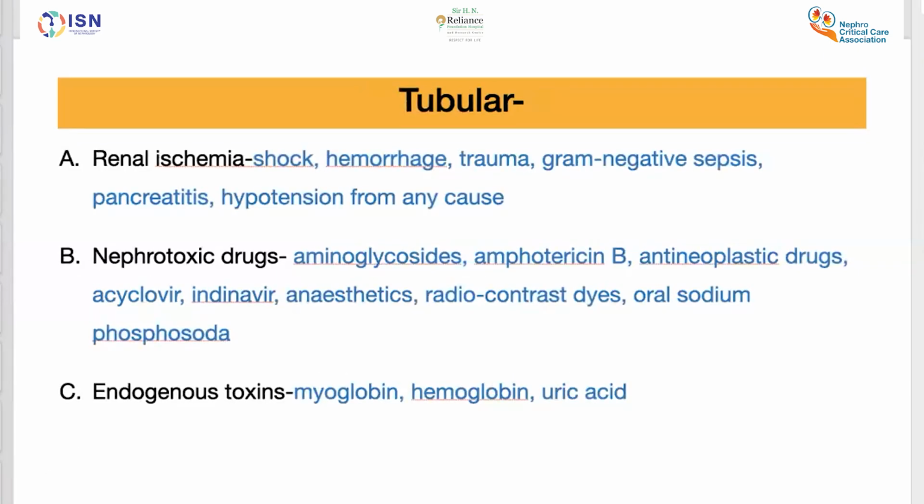Tubular damage which causes intrinsic acute kidney injury may be due to renal ischemia, nephrotoxic drugs, or endogenous toxins. Renal ischemia may be caused by shock, hypovolemic shock, hemorrhage, trauma, gram-negative sepsis, pancreatitis, or hypotension from any cause. Nephrotoxic drugs causing tubular damage include aminoglycosides, amphotericin B, antineoplastic drugs, acyclovir, indinavir, anesthetics, radiocontrast dyes, or oral sodium phosphate, which is used for bowel preparation in colonoscopies or other scopies. Endogenous toxins like myoglobin, hemoglobin, or uric acid may also cause tubular damage leading to acute kidney injury.